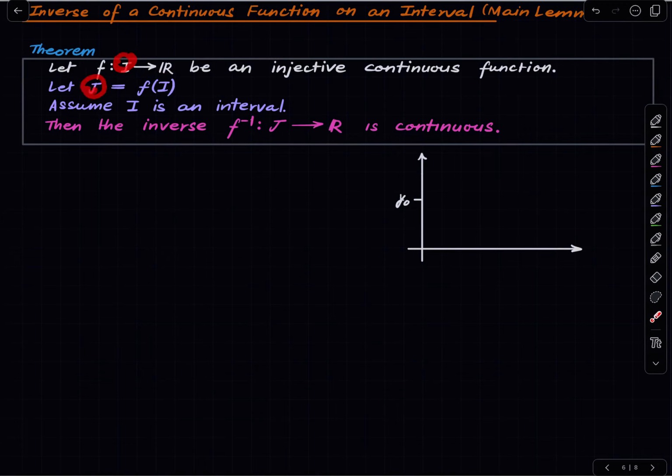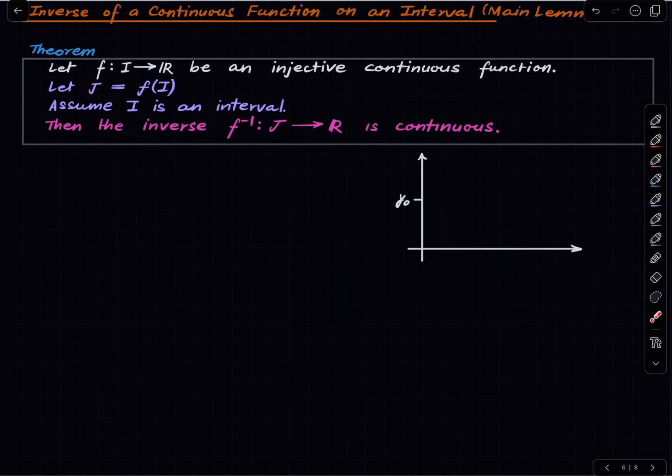Let J be the image of I, and note that J is also an interval. We proved it in the lecture on the intermediate value property. Continuous image of any interval is again an interval, maybe of a different nature. Open interval may not map to an open interval under an arbitrary continuous function, but it will be an interval nevertheless. So J is an interval, assuming I is an interval, of course. We are assuming I is an interval.